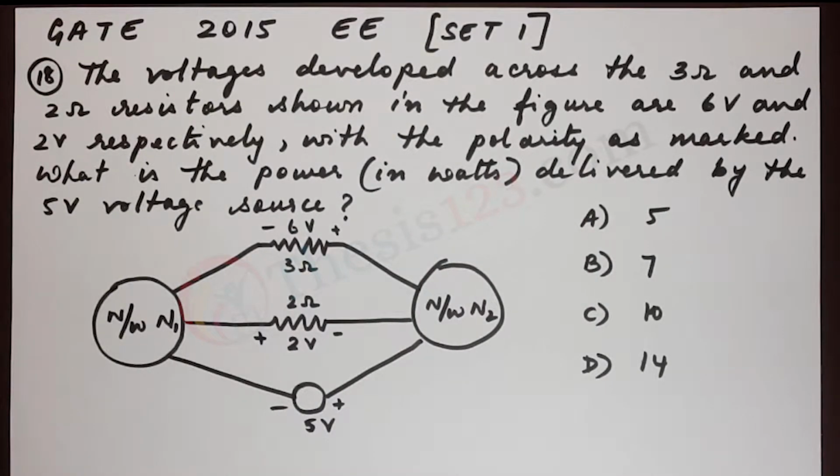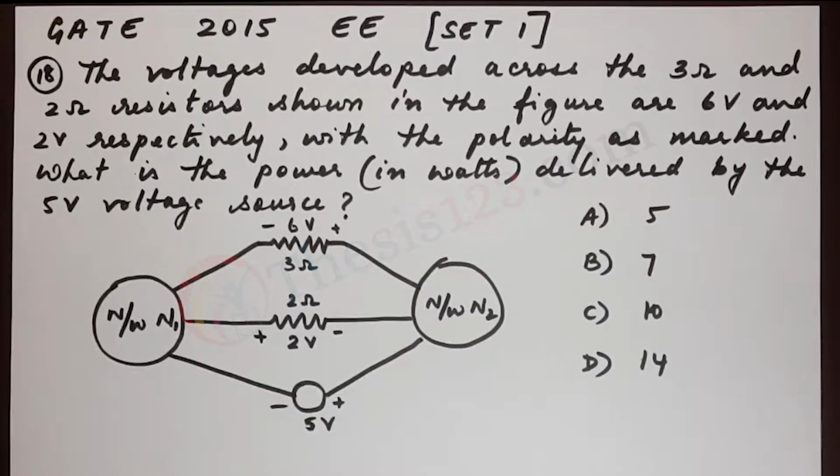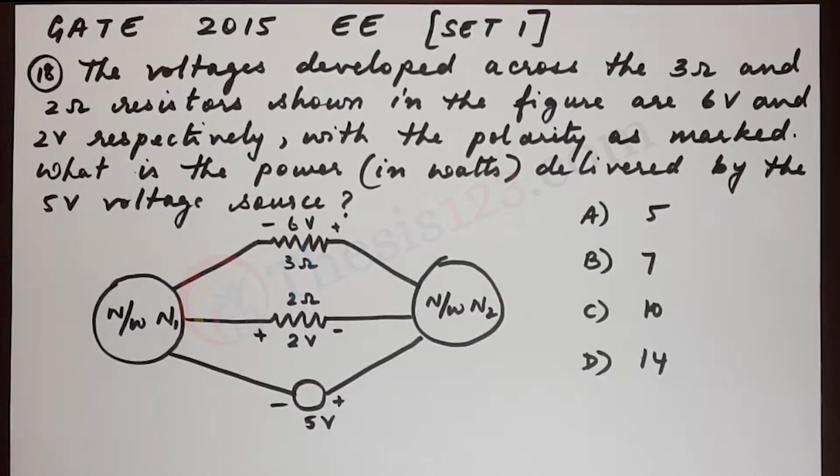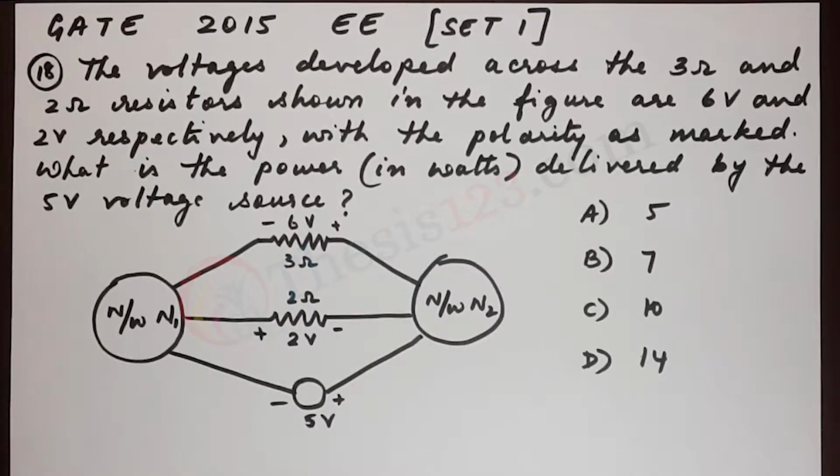Next question, number 18. The voltages developed across the 3 ohm and 2 ohm resistors shown in the figure are 6 volts and 2 volts respectively, with the polarity as marked. What is the power in watts delivered by the 5 volts voltage source?